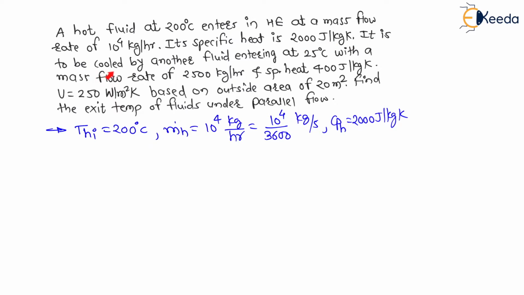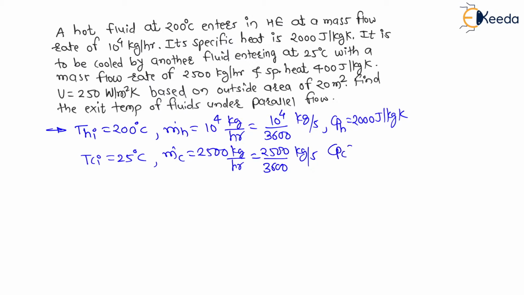Then it is to be cooled by another fluid entering at 25 degrees Celsius. Now it is a cold fluid inlet temperature. Therefore, another fluid which is cold fluid entering at inlet temperature of 25 degrees Celsius. Then with a mass flow rate of 2500 kg per hour. Here mass flow rate of cold fluid is given 2500 kg per hour, which can be written as 2500 divided by 3600 kg per second, right? Then and specific heat 400 joule per kg Kelvin. Therefore, specific heat of cold fluid is 400 joule per kg Kelvin.